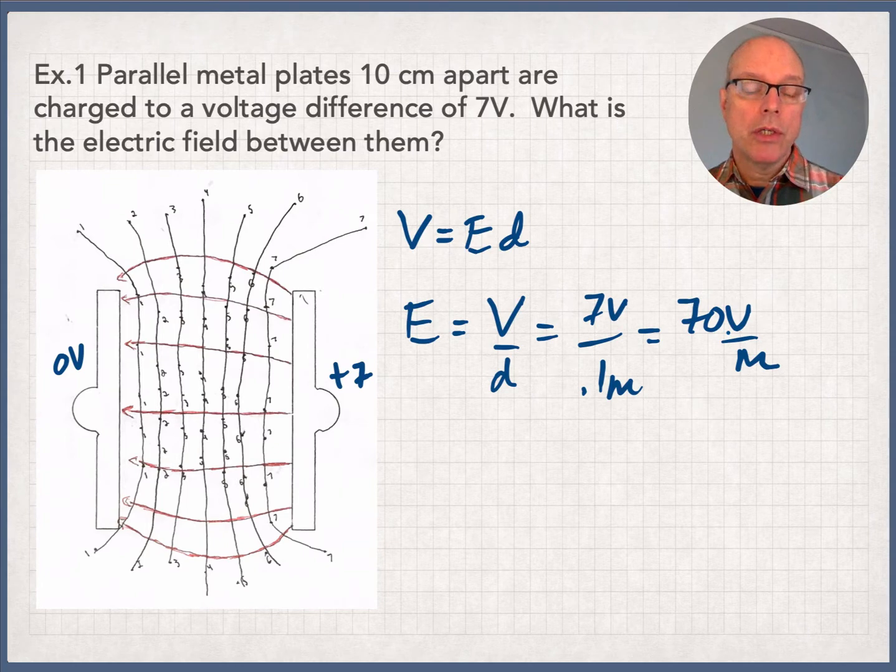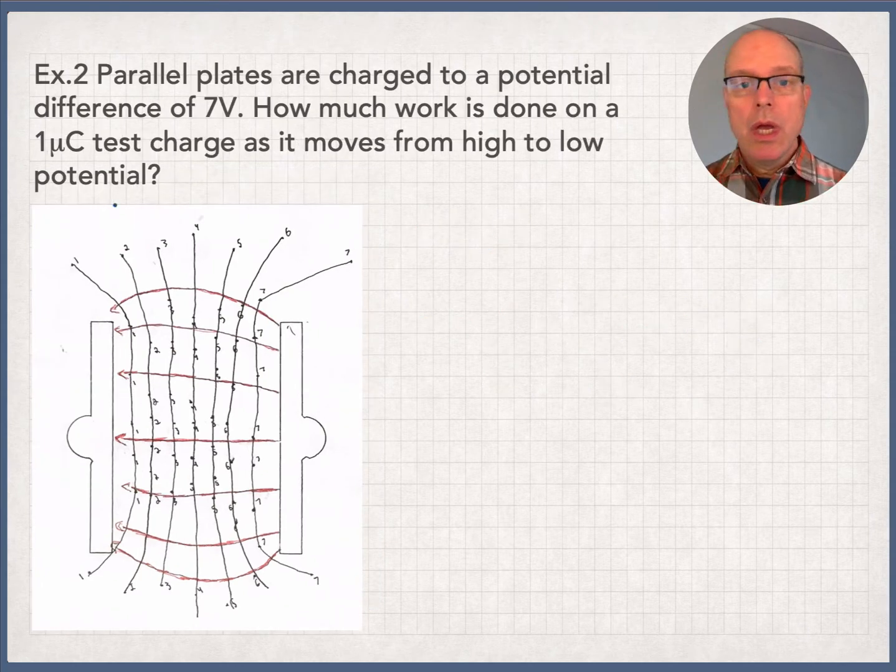So the second question is similar. Instead this time, what we're going to do is allow a positive test charge. So here's a little positive Q, 1 microcoulomb, to zip between this positive plate and ground. And they're going to ask us how much work is done on that test charge as it moves from high to low potential. Well, here's the story.